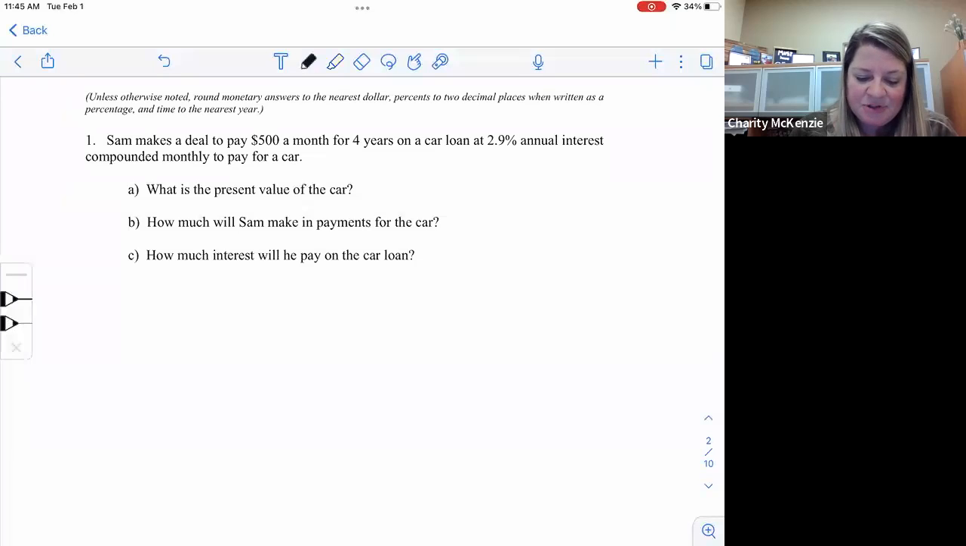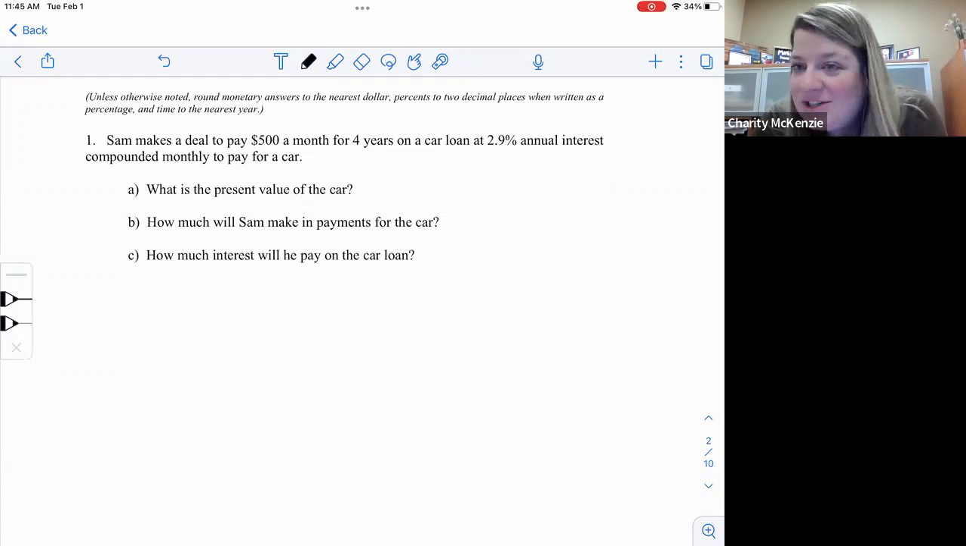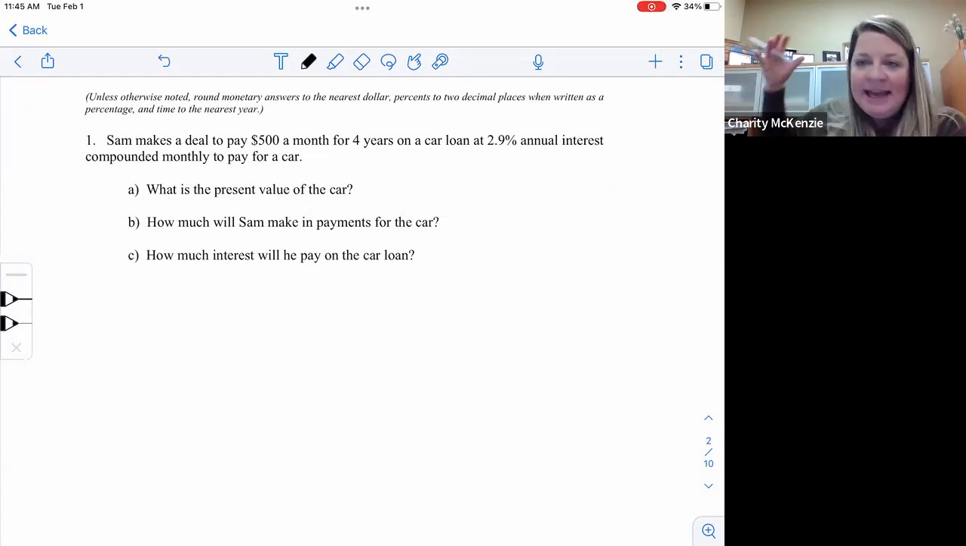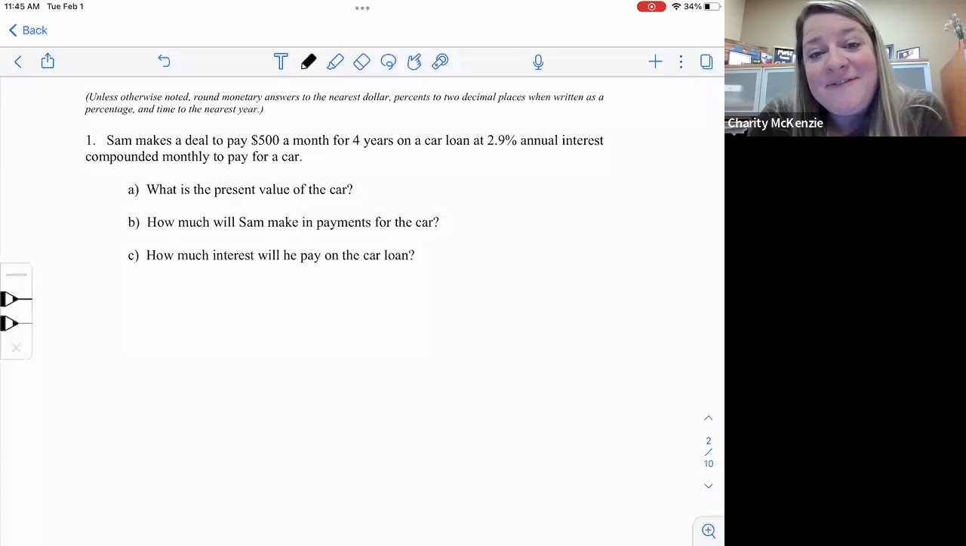So let's look at what Sam's doing here. Sam makes a deal to pay $500 a month for 4 years on a car loan at 2.9% annual interest compounded monthly to pay for his car. So what is his current present value of that car? So we don't know how much that car's worth right now. We just know the payment. So I walk into the dealership and they're like, you're going to pay $500 a month for 4 years at this rate. What are they saying that car is actually worth right now?